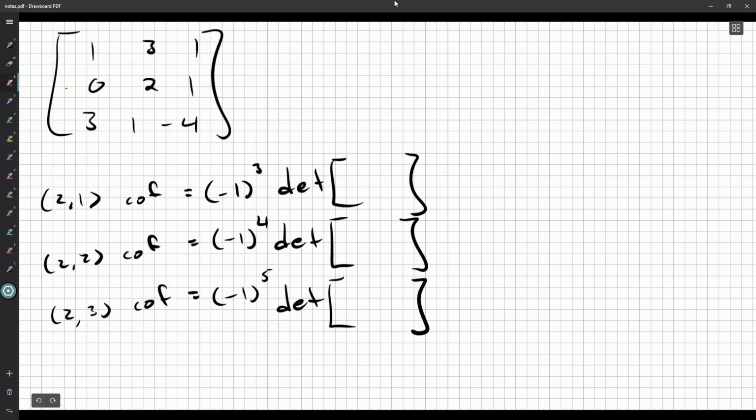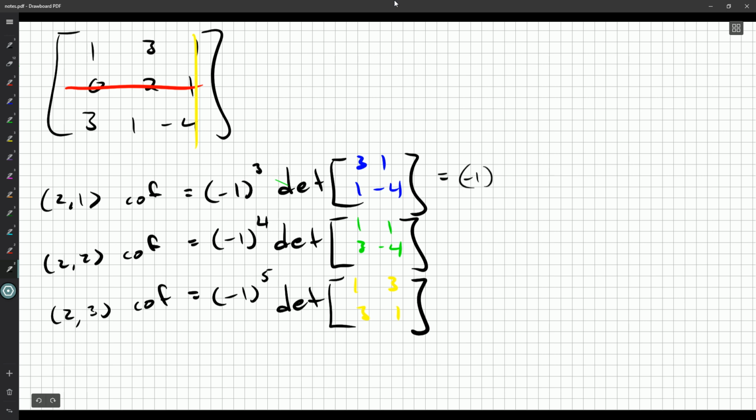So now we're working on the second row. Second row, eliminate the first column. We're left with 3, 1, 1, negative 4. Get rid of the second column. So now the 2, 2 submatrix: 1, 1, 3, negative 4. And since we're still working along that second row, now we do third column: 1, 3, 3, 1. And the yellow's looking a little faint there.